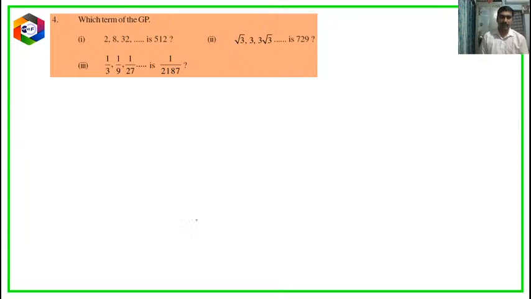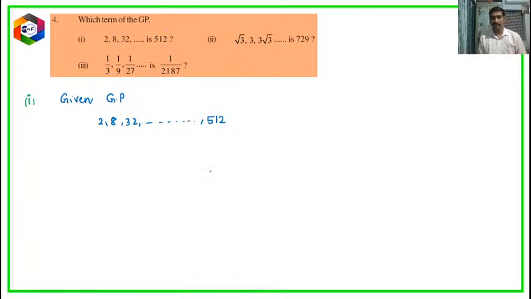So once again I will explain the first one, please children. So try to complete all the questions here. Why? Because these models are very, very important from the examination point of view. Okay, so let us write down. Given GP, geometric progression, that is 2, 8, 32 and so on, up to 512. So which term of the GP is 512? That means the last term is 512, it is given. That means it is asked to find 512 is which term.